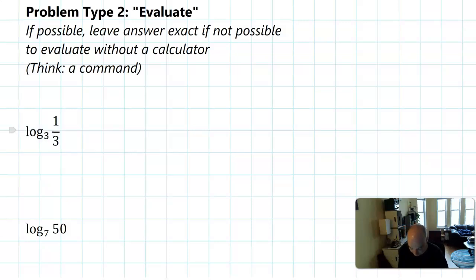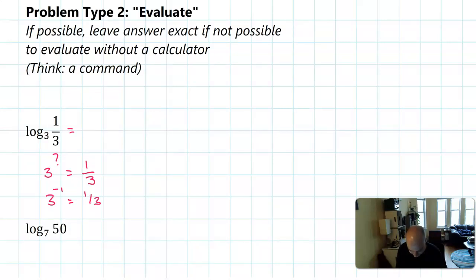So one way to think about it is just to put a question mark over there, right? We're trying to evaluate this. We're trying to figure out what the question mark is and then switch the form. So this would be, in this form, 3 to the question mark equals 1/3. Well, we know about exponents that it must be -1.